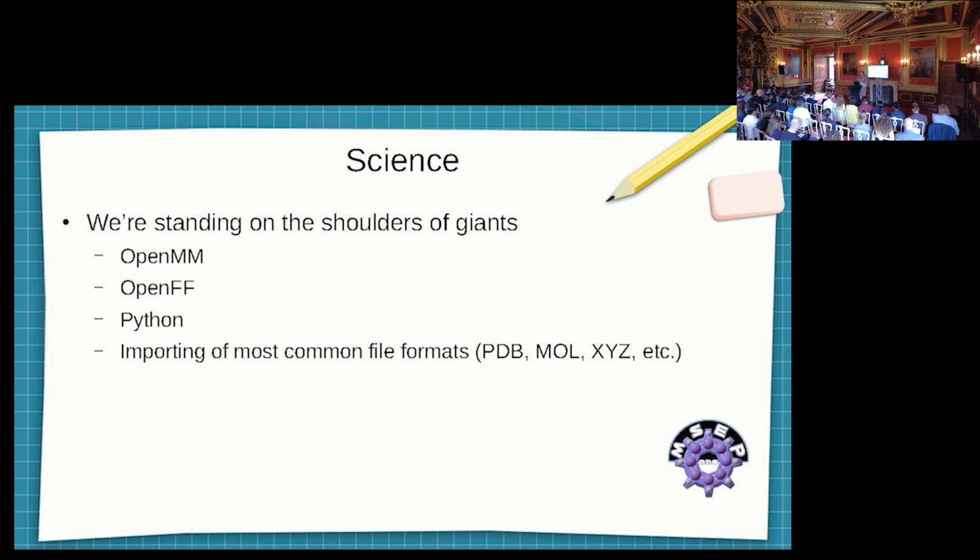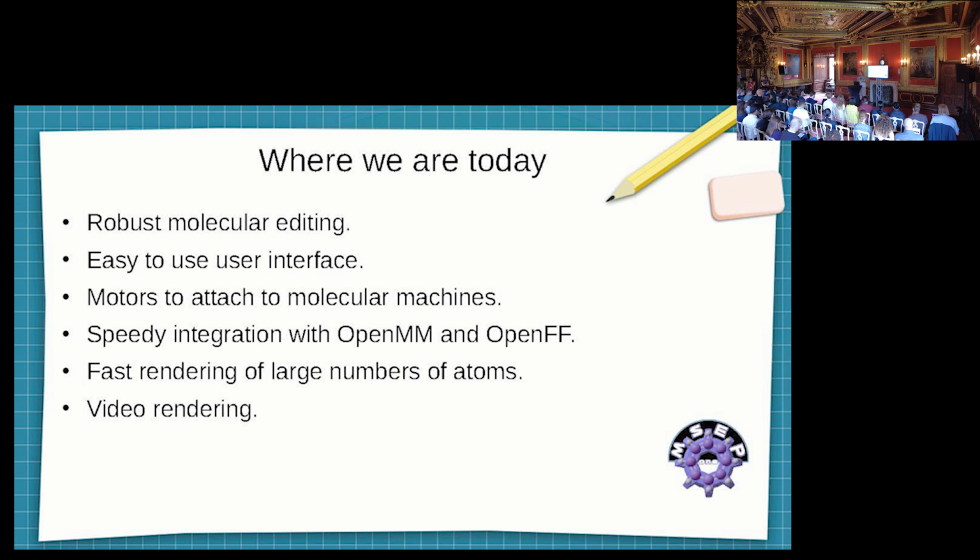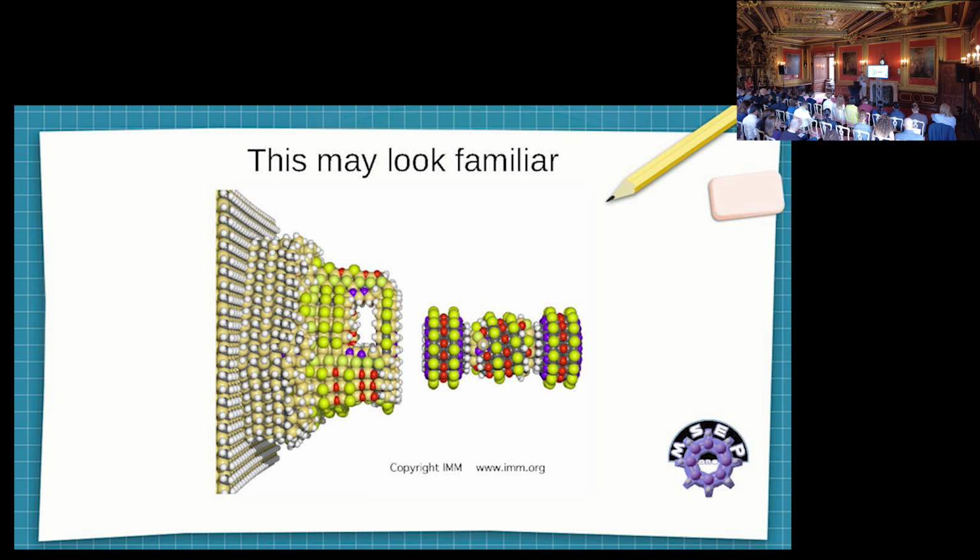Let's see. Scientifically, we're using open source scientific libraries to do scientifically accurate modeling and prediction. Today, we actually have a robust molecular editor and an easy-to-use interface. We can attach motors, which are kind of magical devices at this point, but we can use them to simulate designs. You have fast integration with OpenMM and OpenFF, fast rendering of large numbers of items, and video rendering. Very quickly, I want to show one video.